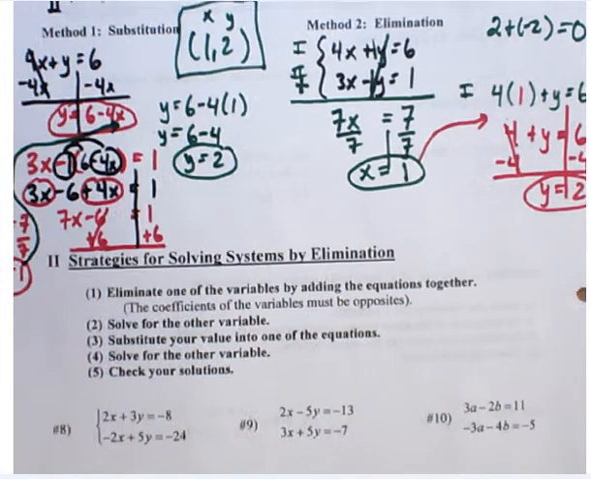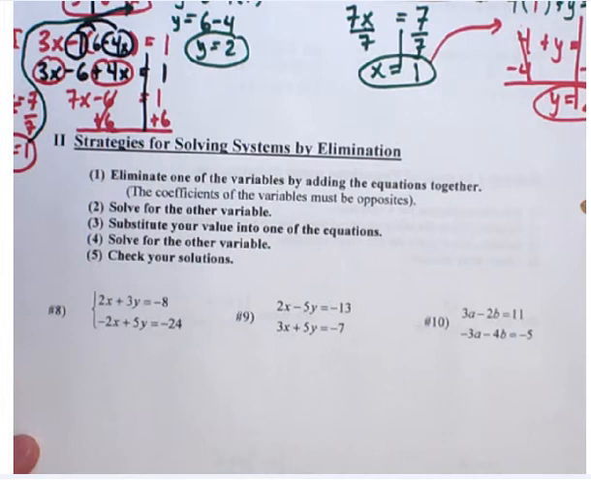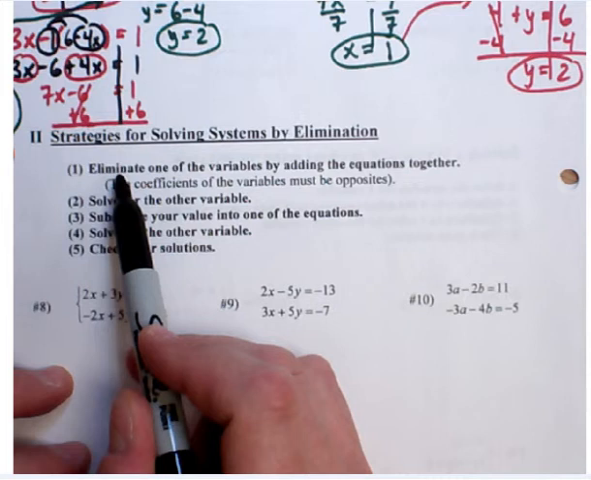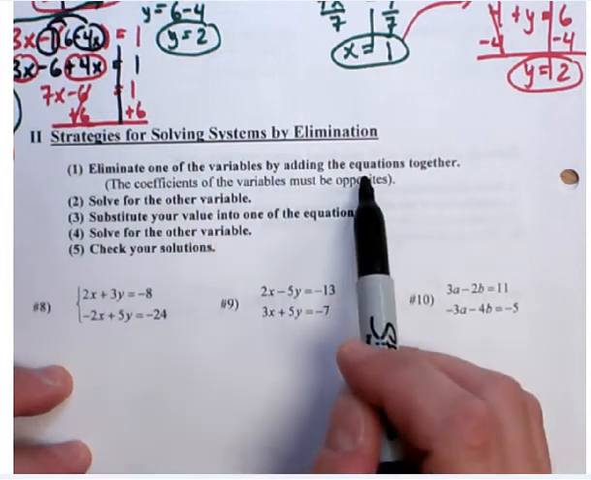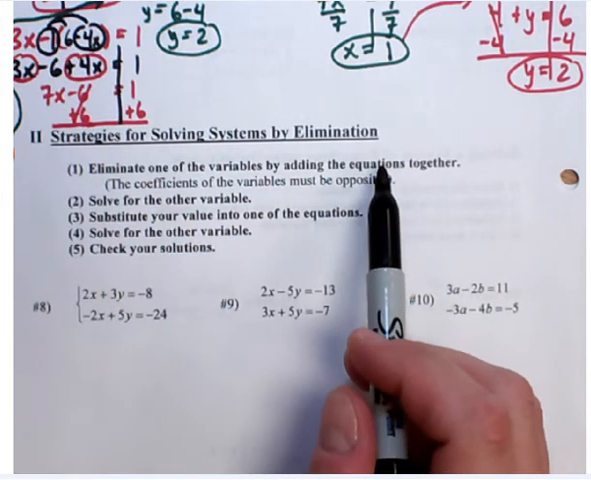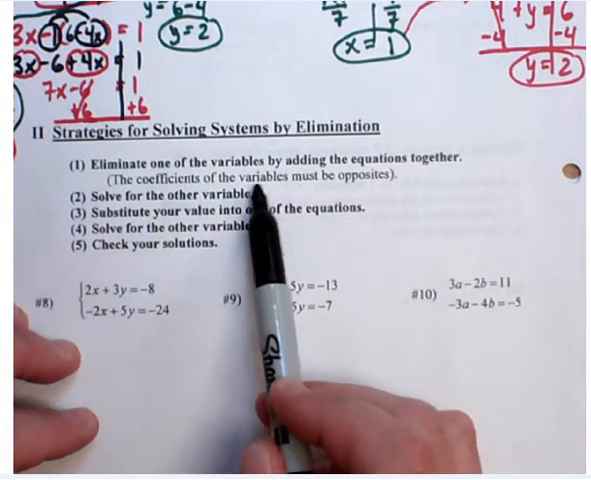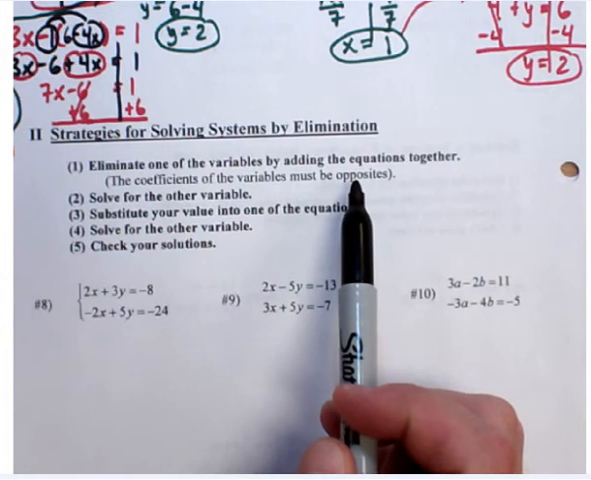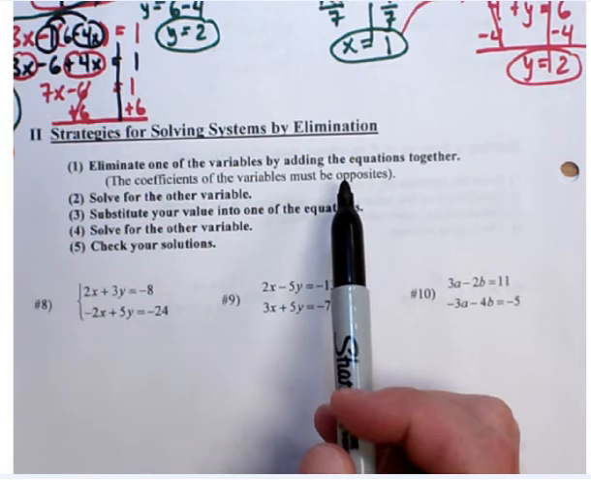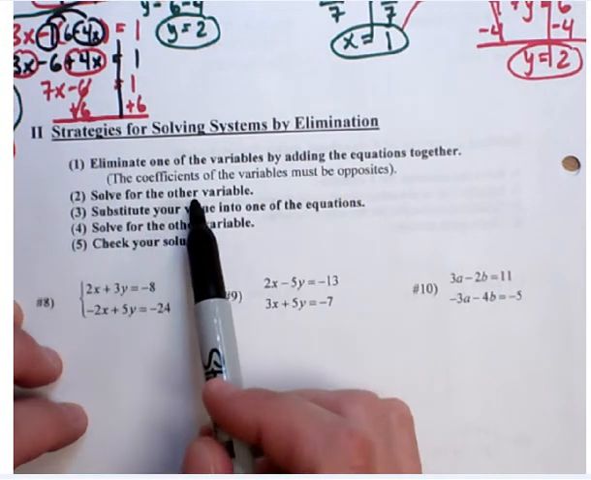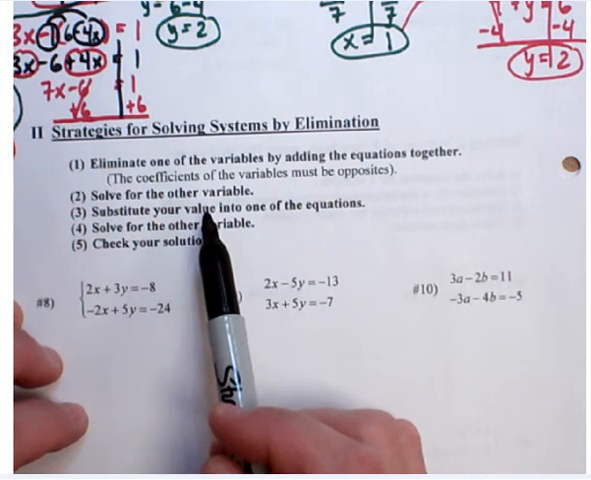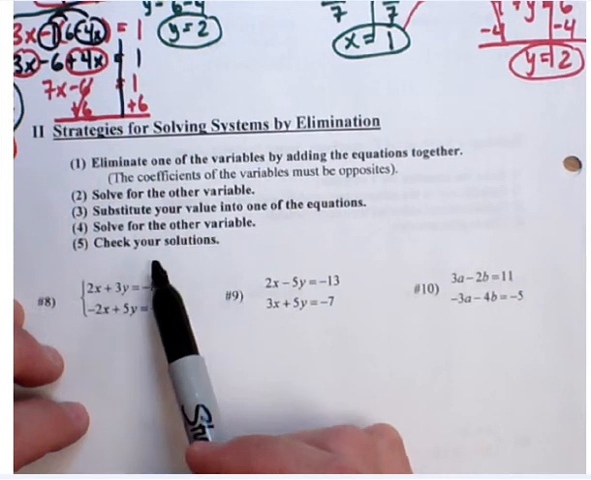Okay, so here we are, we're at the bottom. When you try to solve a system by elimination, the goal is to eliminate one of the variables by adding the equations together. Now you can only do this if the coefficients of the variables are opposites. So positive 1y, negative 1y, negative 3x, positive 3x. If not, you can't do it. Solve for the other variable once you eliminate one of them. Take your answer, substitute it, find the second variable, check your solutions.